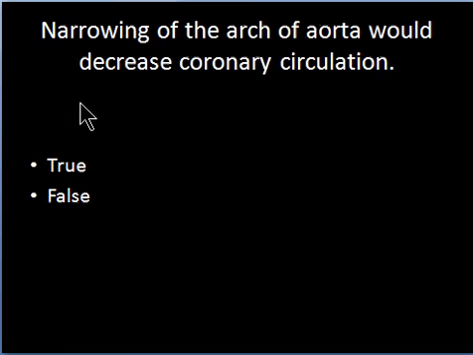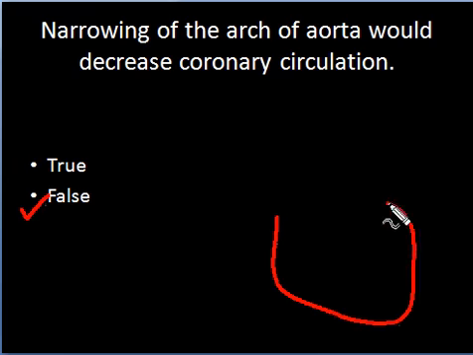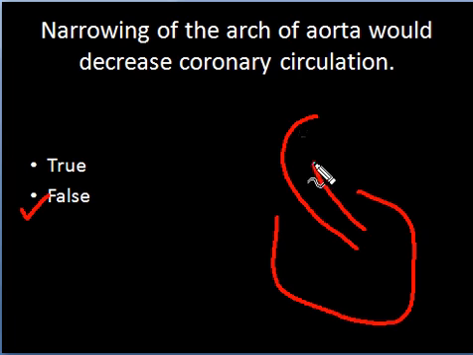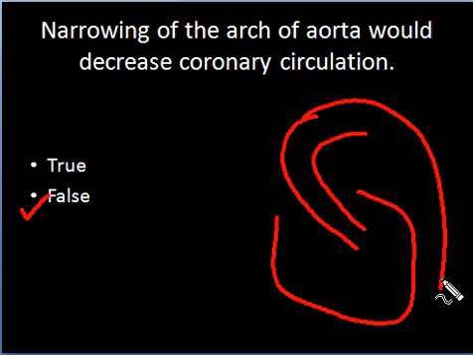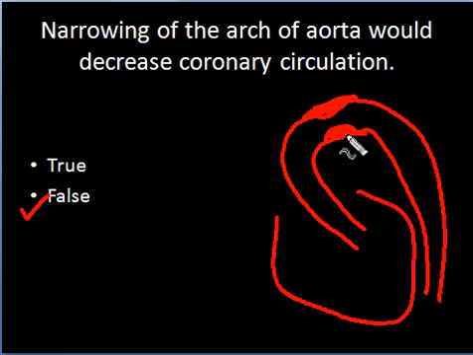And the next question, it tells you narrowing of the arch of aorta would decrease coronary circulation. And the answer is false, because if you look at it, if this is the heart, from the left ventricle the aorta comes out. So first you have the ascending aorta, then that becomes the arch of the aorta, and then that's the descending aorta. So suppose this was narrowed here at this point. It asks you, would it affect coronary circulation? It tells you it would decrease coronary circulation.